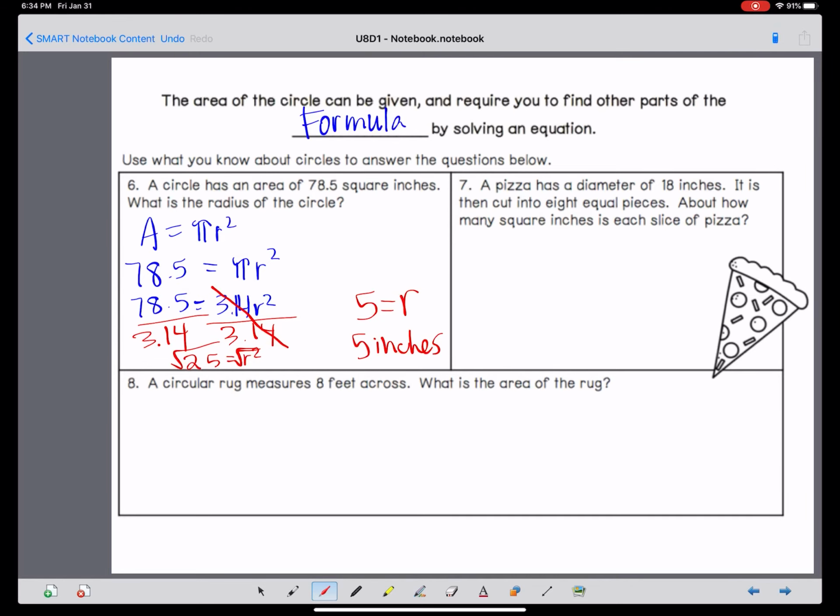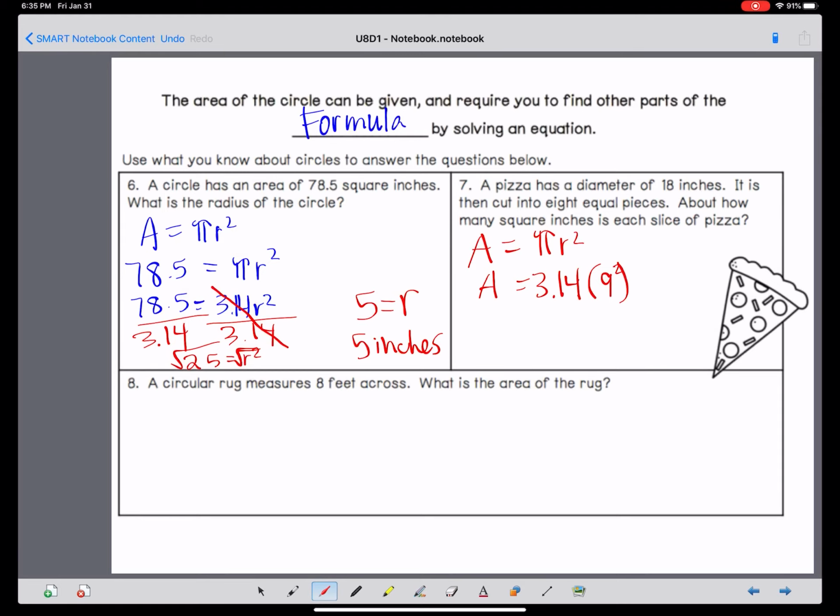All right, question number 7. A pizza has a diameter of 18 inches. It is then cut into 8 equal pieces. About how many square inches is each slice of pizza? Well, my equation for area is pi times my radius squared. And I know that pi is 3.14, and my radius is 9 because the diameter was 18. And the radius is half of your diameter. So I'm just going to say 9 squared. I'm going to set that equal to A.